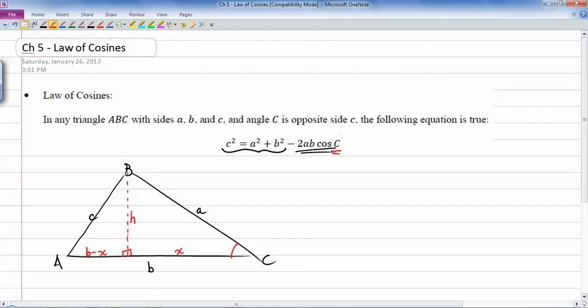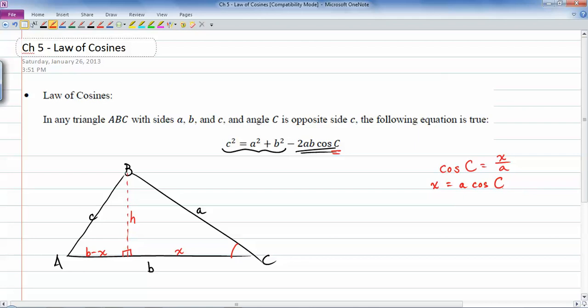Now I know I need cosine C involved somehow. So let's look at what cosine C would be. In this right triangle here, cosine is the adjacent side over the hypotenuse, so it's going to be x over a. So if I wanted to, I could isolate the x and write that as a times cosine C.